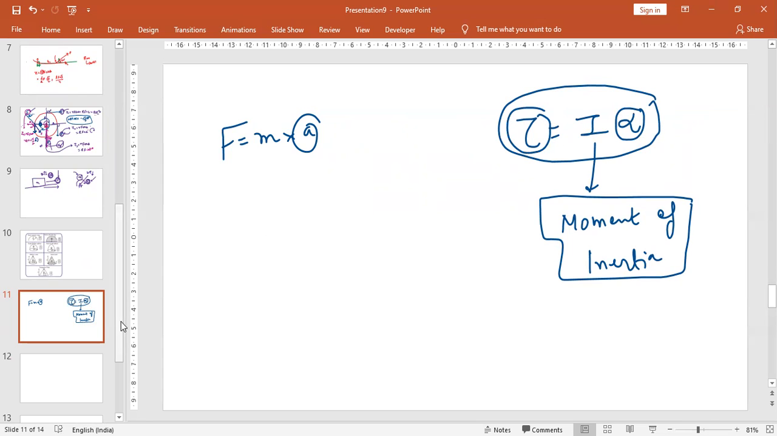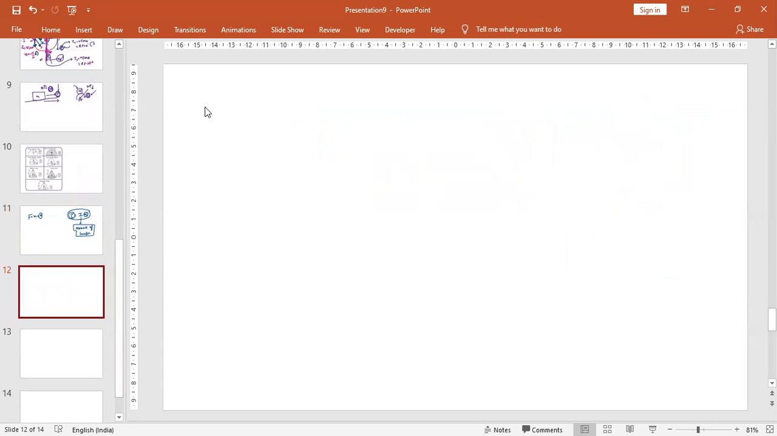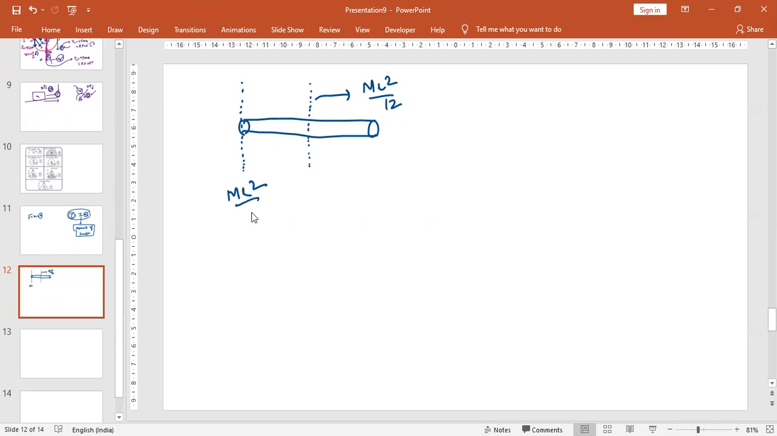So now you have to remember moment of inertia of different bodies. Some bodies, I am writing right here. Suppose an axis is passing through the center of any rod. Then about this axis, the moment of inertia will be ml square by 12. Suppose any axis is passing through the side of any rod. Then about this axis, the moment of inertia will be given by ml square by 3.